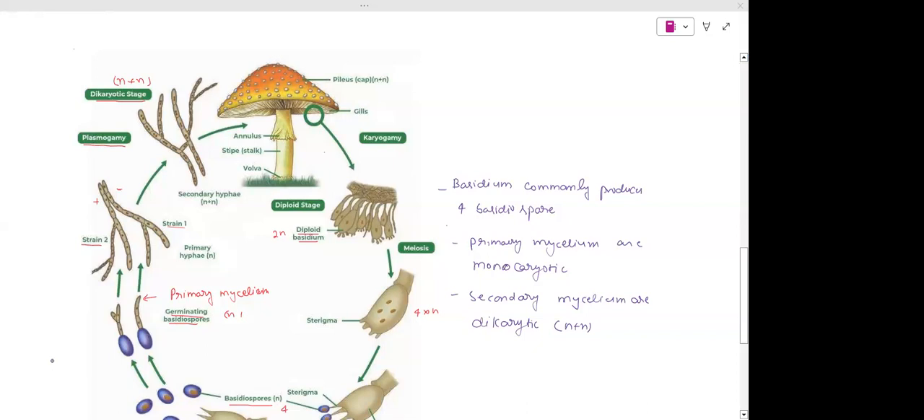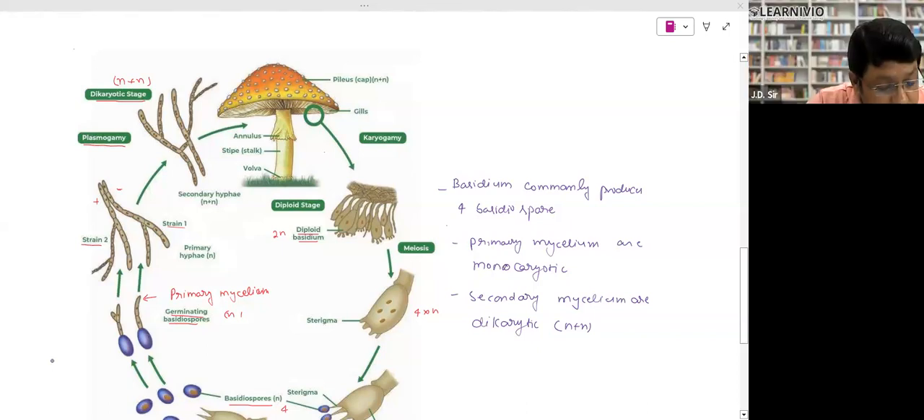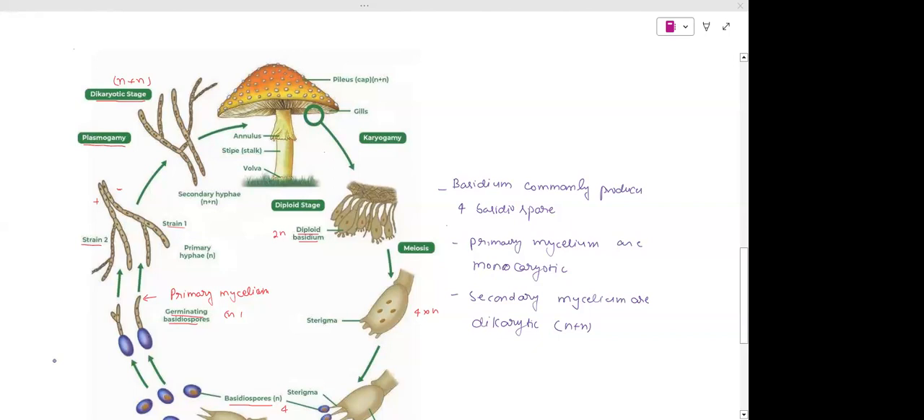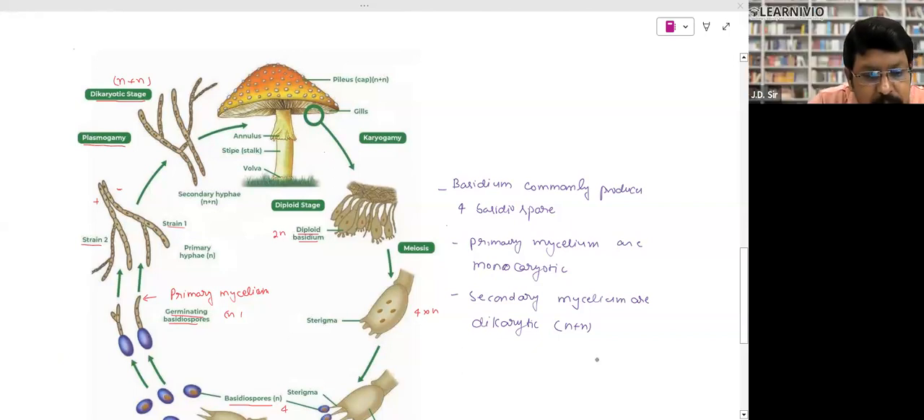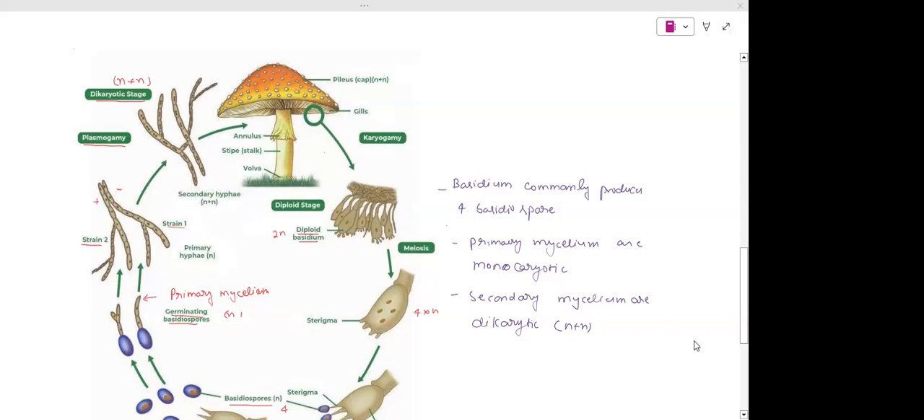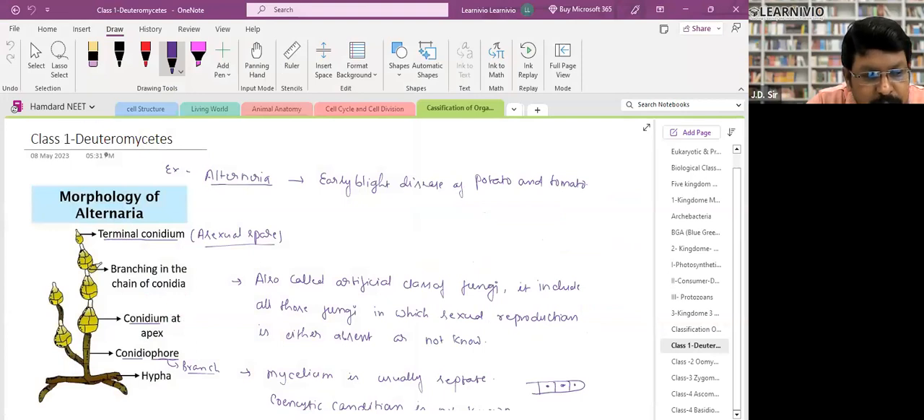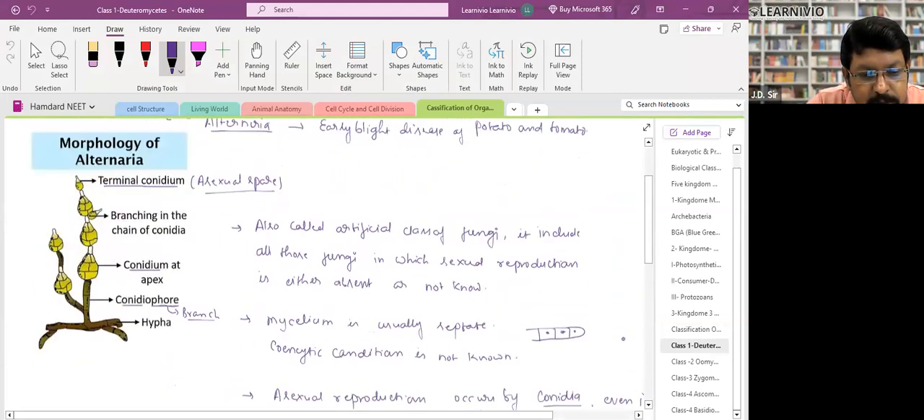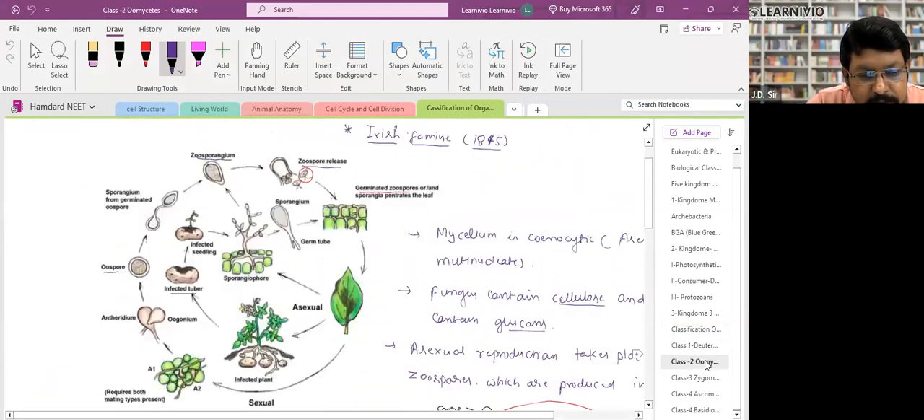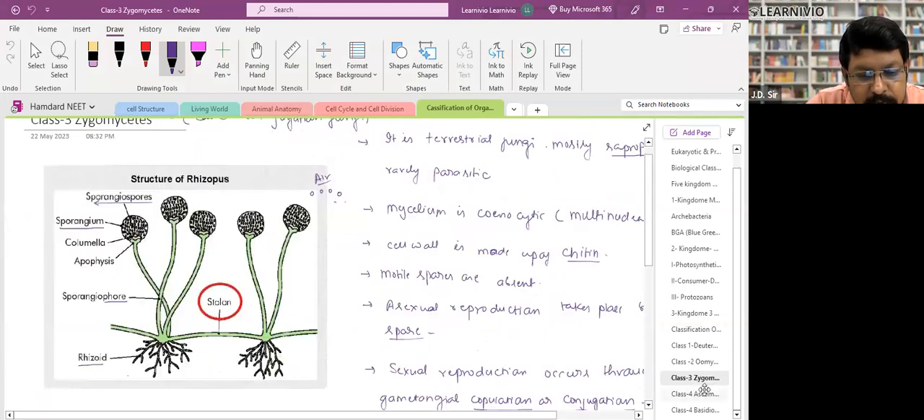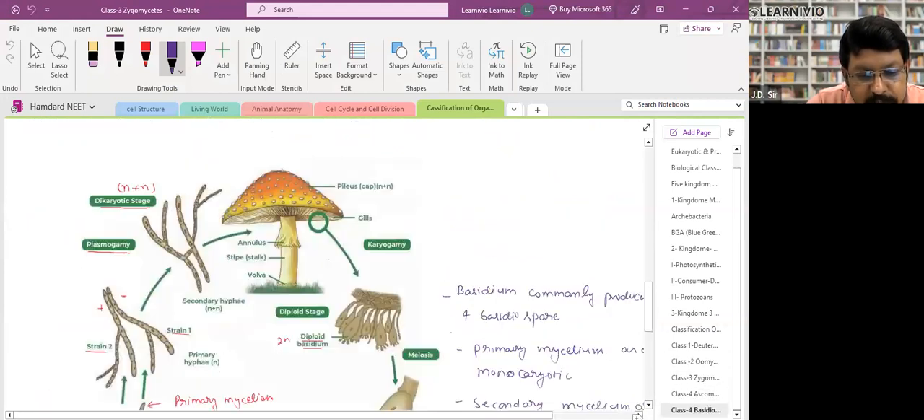Sir, have you taught Deuteromycetes? Sorry, have you taught Deuteromycetes? Do you have a doubt in Deuteromycetes? Yeah, we have covered Deuteromycetes first. Then Oomycetes, then Zygo, then Asco, and then Basidio, right?